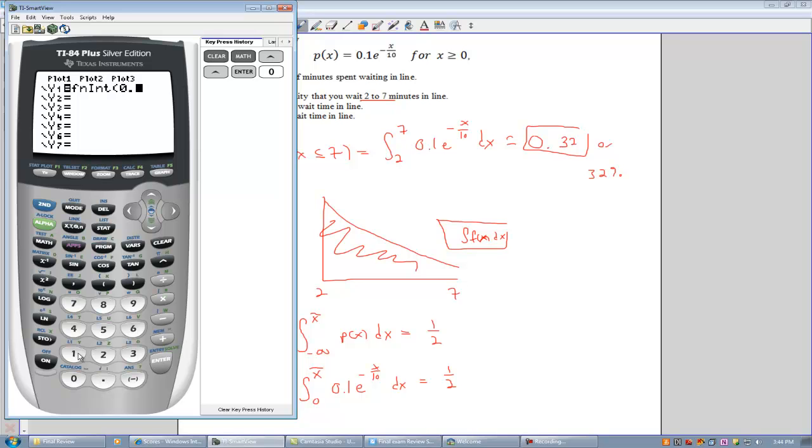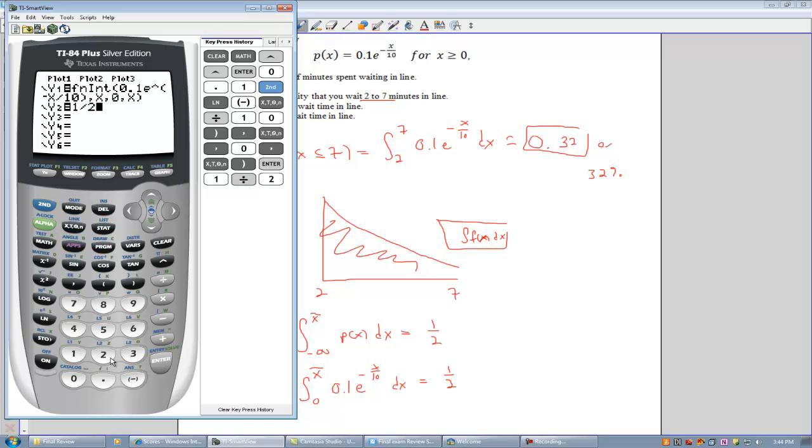Then I have 0.1 second ln to the negative x divided by 10 in parentheses, comma. I'm integrating with respect to x, so I put an x there, comma, then I put my limits of integration. I'm starting at 0, and I go up to x tilde. I don't have an x tilde button, so I just hit x in parentheses. And then for y2, I put 1 divided by 2.